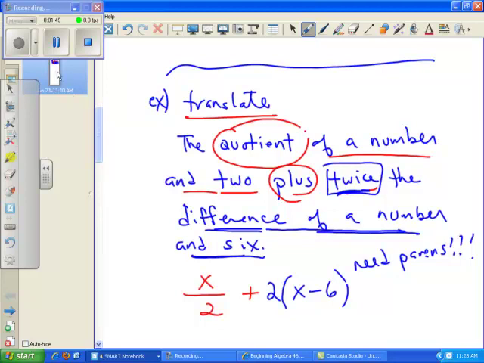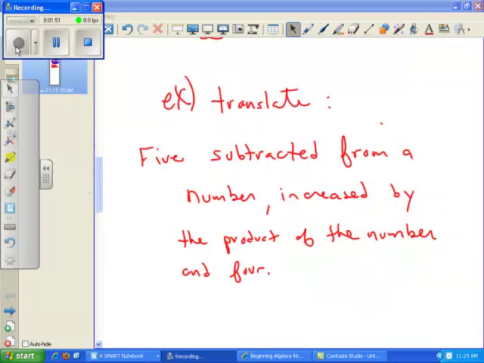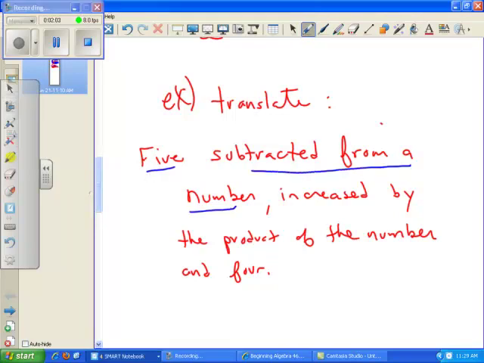Let's try another translate. Okay, here's another one. 5 subtracted from a number increased by the product of the number and 4. So first, how do we say 5 subtracted from a number? Be on the lookout. Whenever we see subtracted from a number, we're not going to say 5 minus x. We're going to say x minus 5. So it kind of translates backwards like that. Subtracted from, notice 5 comes behind the x. Okay? So x minus 5.